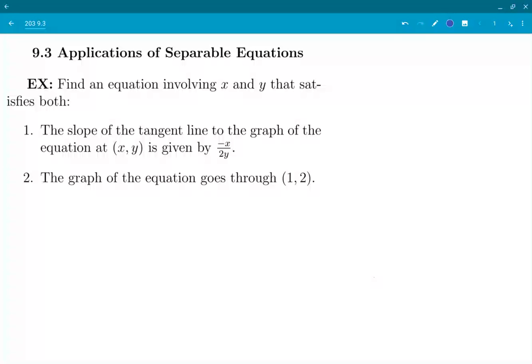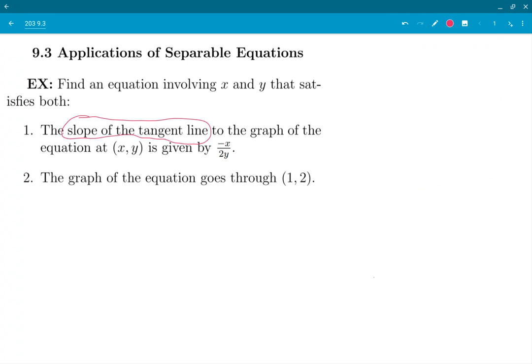Okay, here we go. Word problems involving differential equations. So, translating from English into math. Pause and copy. Okay, slope of the tangent line. How can I translate that into math?